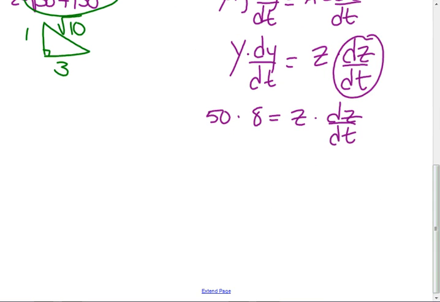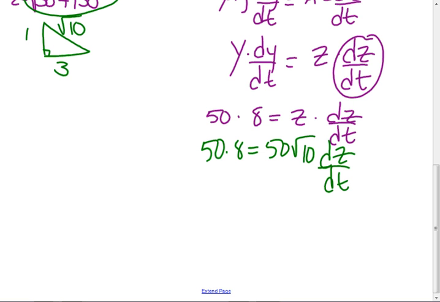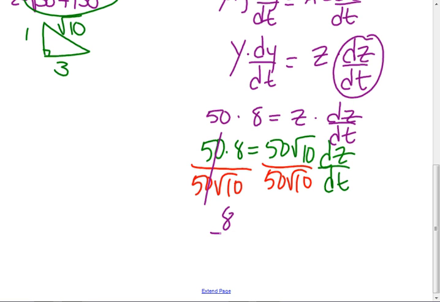And so I'm going to put in 50 times 8 equals 50 times the square root of 10 times dz dt. Then what are we going to do? Divide by 50 square root of 10. What happens to the 50s? You can leave it, by the way, it's perfectly okay. So I get 8 over the square root of 10.